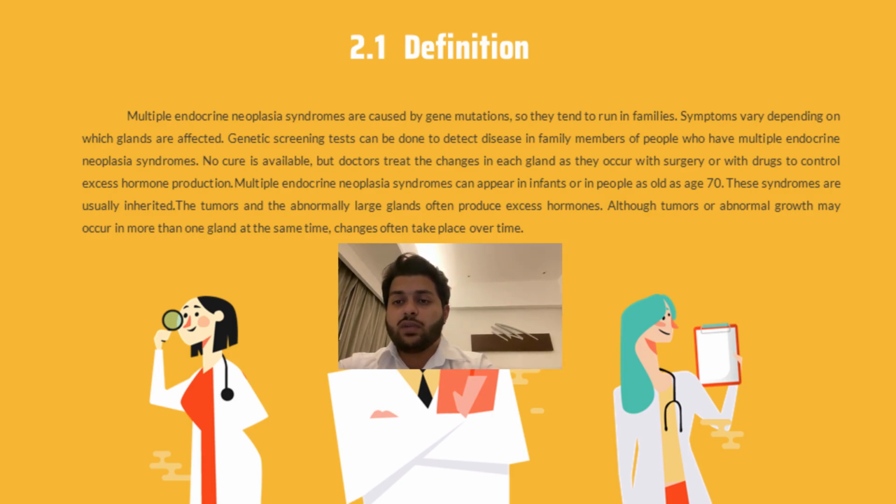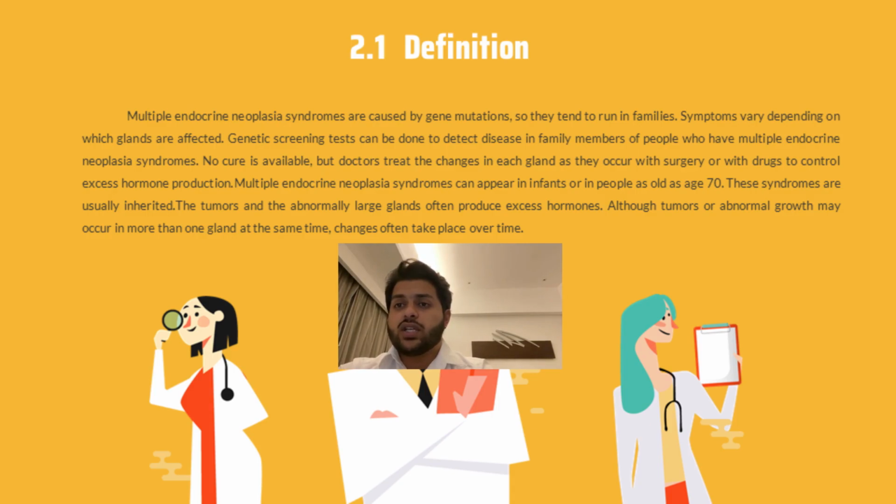No cure is available till to date, but doctors treat the changes in each gland as they occur with surgery or high dosage drugs to control the excess hormone production. Multiple endocrine neoplasia syndrome can appear in infants and also people aged above 70. These syndromes are usually inherited. The tumors are abnormally large glands and often produce excess hormones. Although tumors or abnormal growth may occur in more than one gland at the same time, changes often occur at the same time.